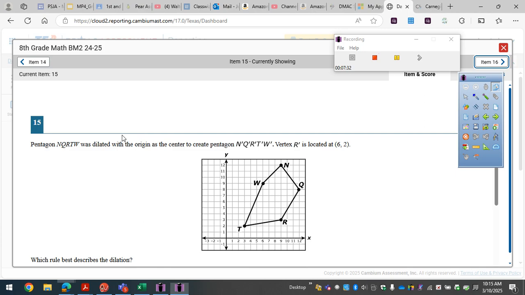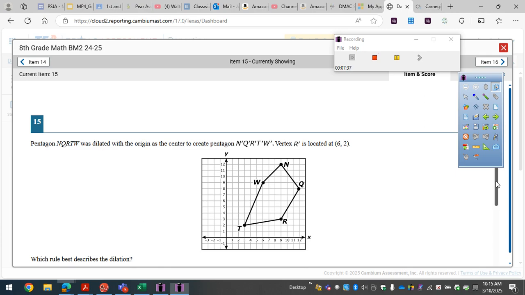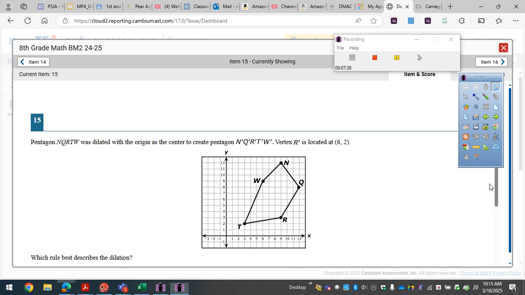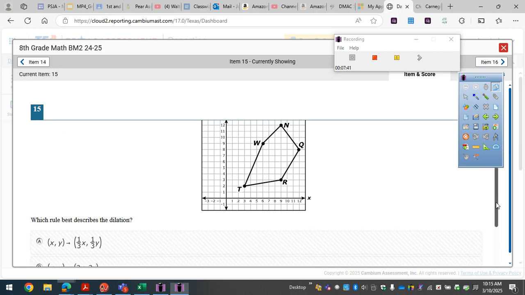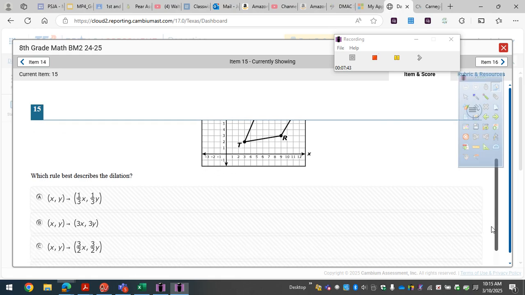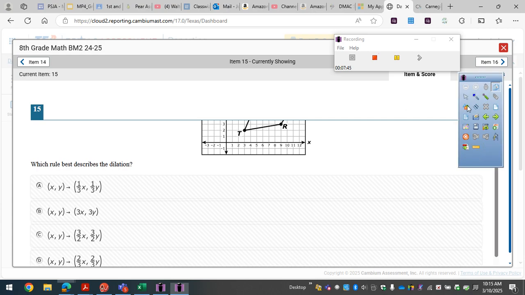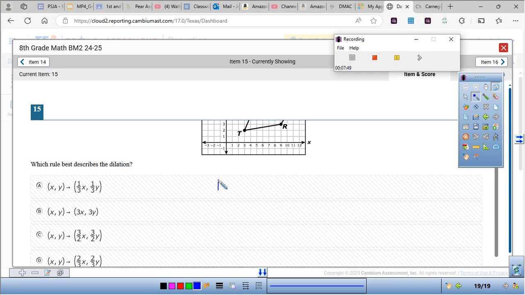Okay, dilated. That's already easy. That's going to be multiplication. R prime is 6.2. Dilated, multiply. Okay. So I like to go and look at the R prime is 6.2, and R is at 9.3.